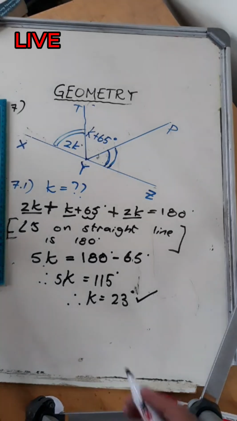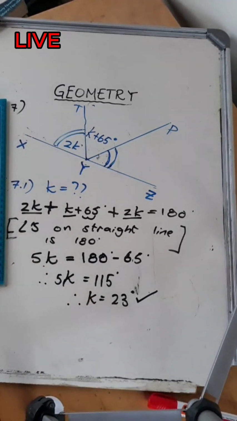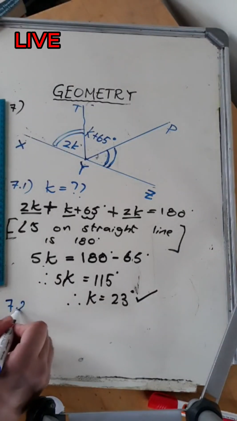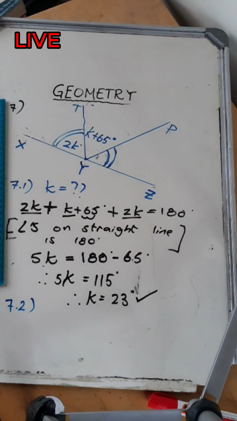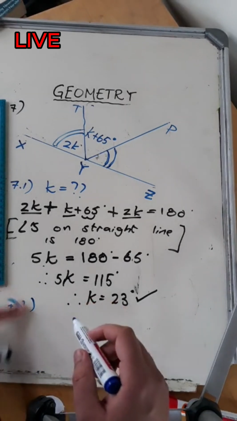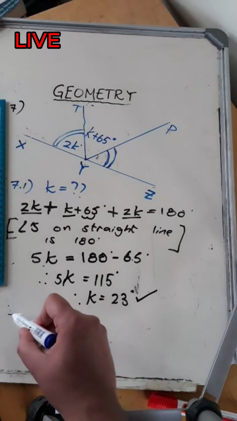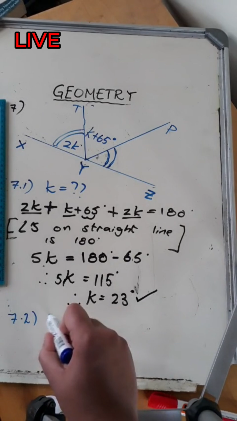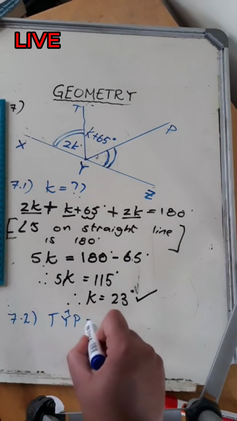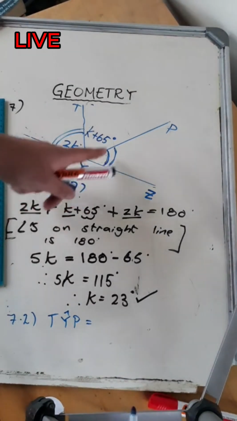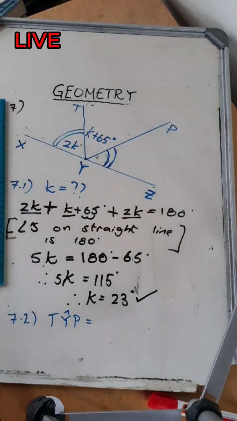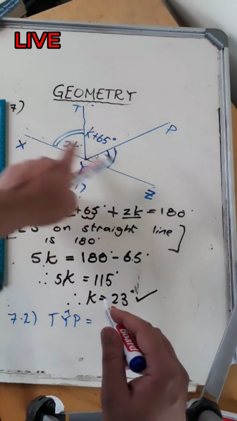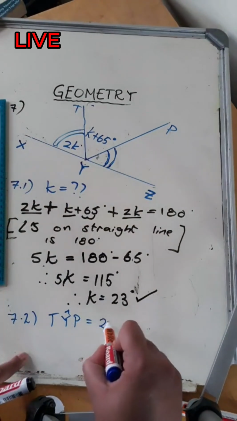Okay, let's move on to the following question, 7.2. Let me just remove this. Hopefully you can see this, guys. 7.2, what is the value of angle YTP? They want to calculate the numerical value of this angle here. So you can see that this angle is equal to that one. It was 2k, so it's equal to 2k.